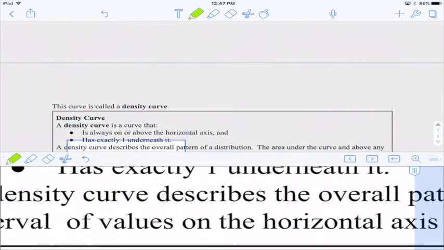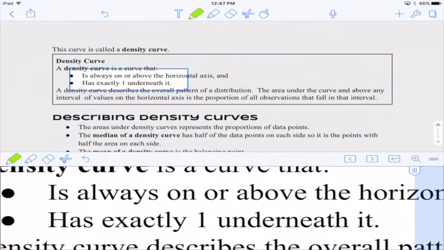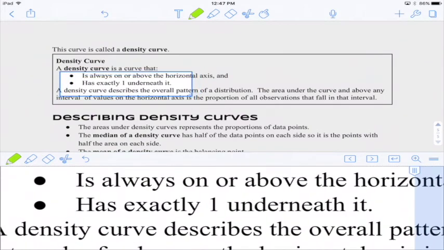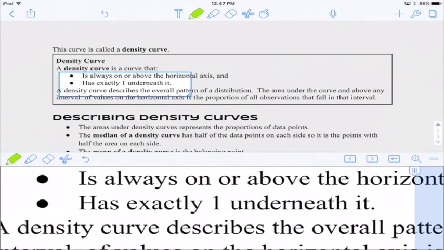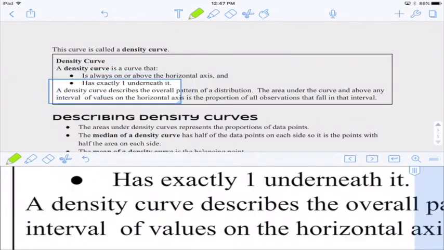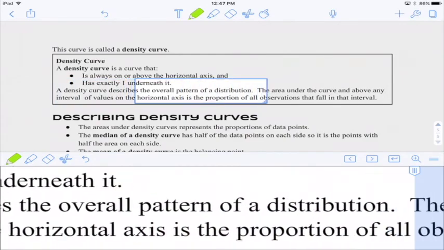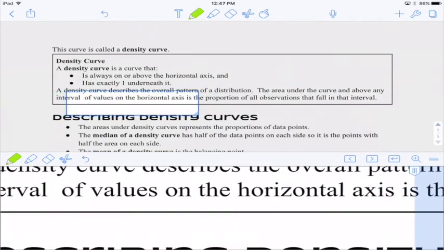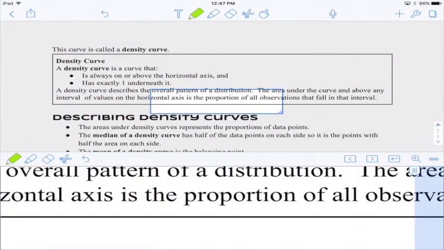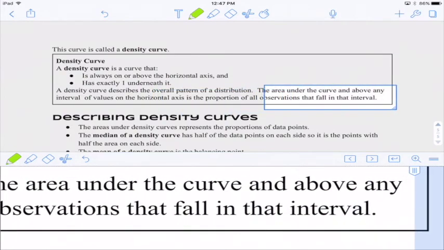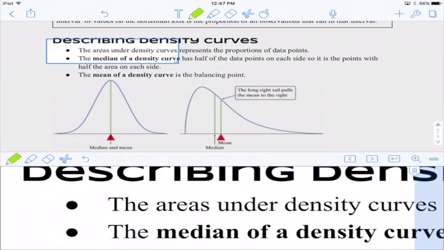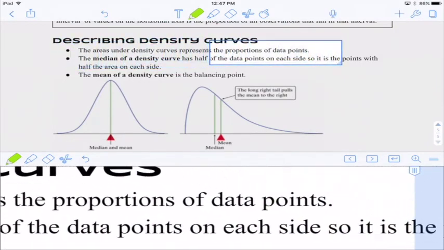Things to know about density curves. It is always on or above the horizontal axis, right? We can't have negative things. And it has exactly 1 underneath, right? Because remember at the beginning we talked about relative frequency. A density curve describes the overall pattern of a distribution. The area under the curve and above any interval of values on the horizontal axis is the proportion of all observations that fall in the interval. So here's some density curves. So the areas under density curves represent the proportion of data points.